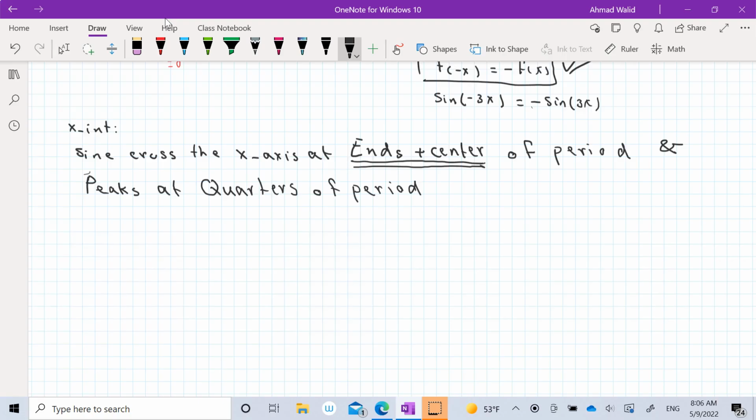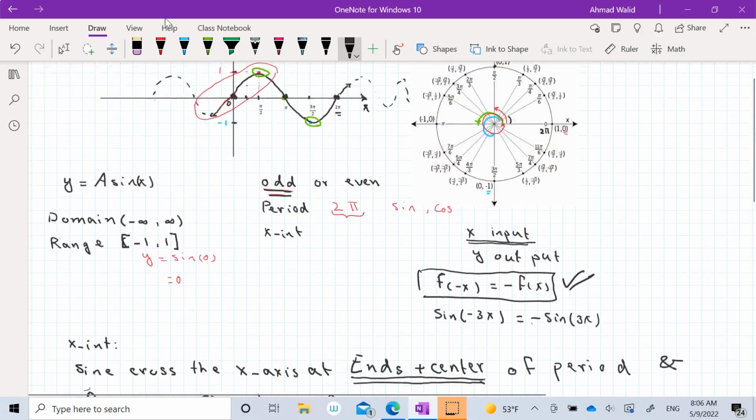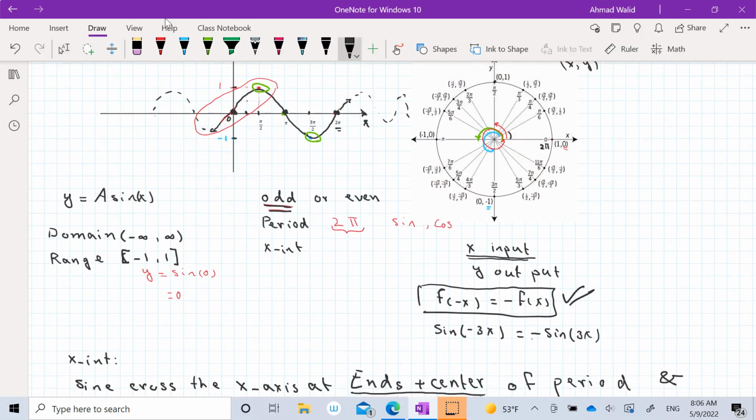Quarters, you see, from 0 to pi over 2, it's 1/4, correct? It's 1/4 of the period. That's why we call it quarters. From pi to 3 pi over 2, it's another quarter, correct? Then always the peaks for your graph of sine is at quarters.